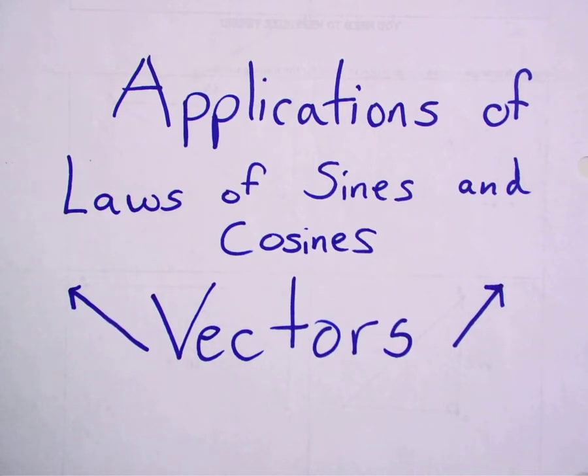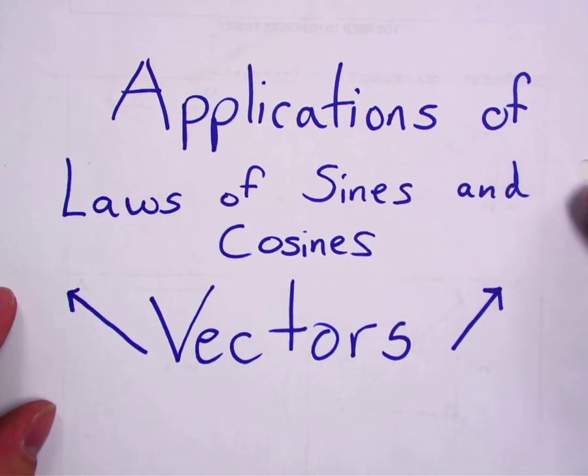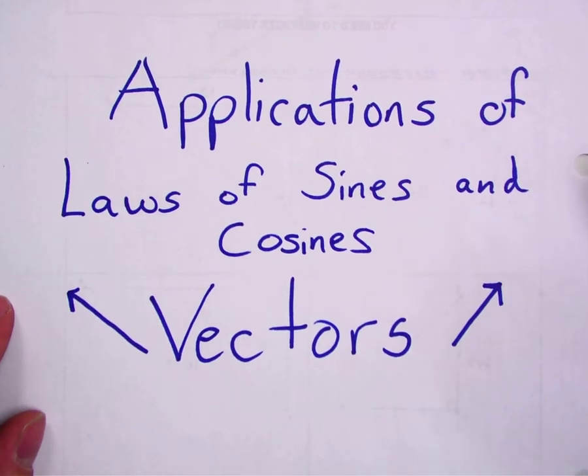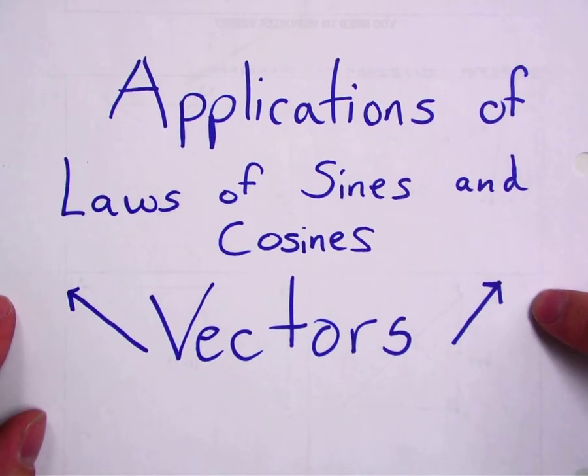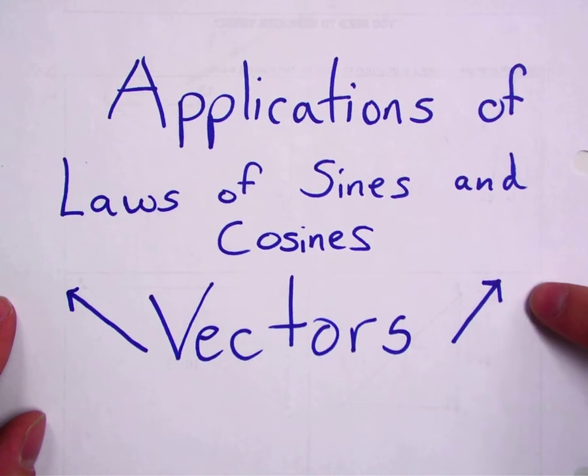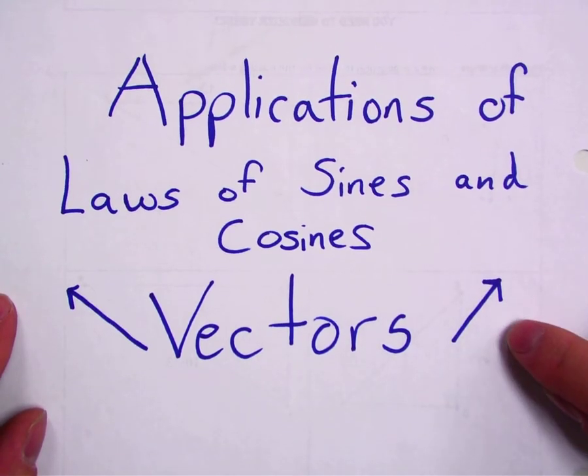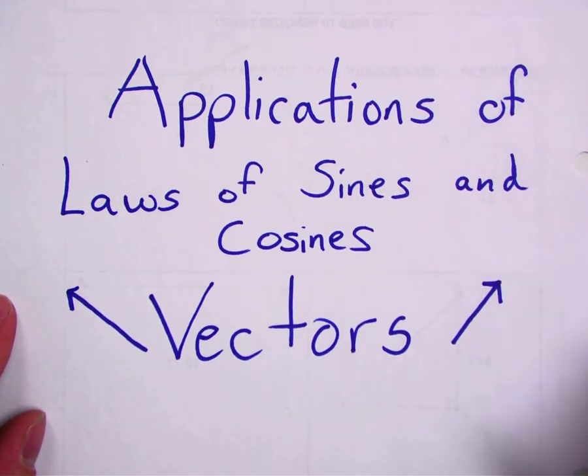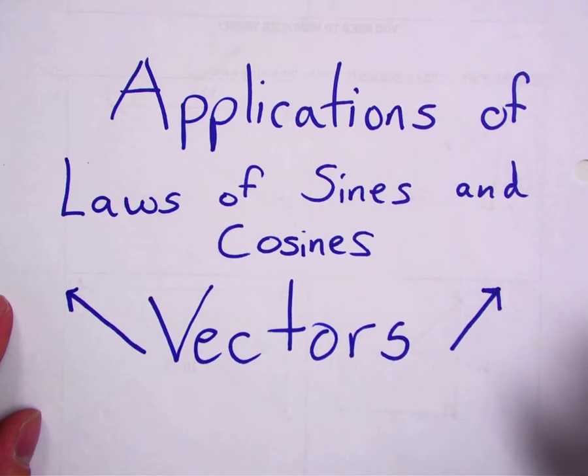Okay, so I wanted to talk about some applications of the laws of sines and cosines and how we can use those to solve problems involving vectors. Now, if you remember, a vector is just a quantity that has a direction and a magnitude, and we represent that with an arrow. So the direction the arrow points is going to be representing the direction of the vector, and the length of the vector will represent the magnitude.